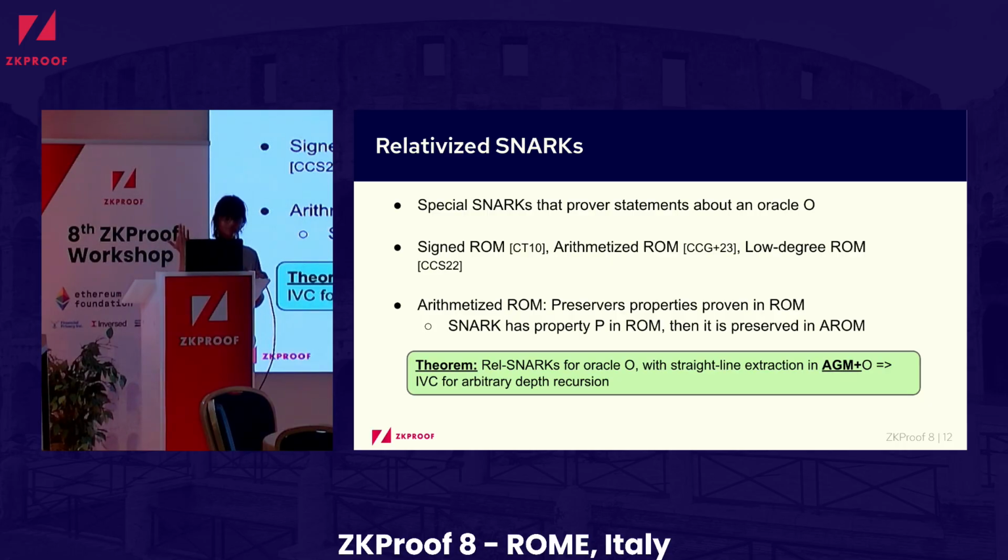Okay, so concretely, our theorem says you need to use relativized SNARKs for some oracle O, and we can use the arithmetized ROM, for example. And if this SNARK is straight-line extractable in the AGM and this oracle, then the IVC scheme that you build from this will be secure for arbitrary depth recursions.